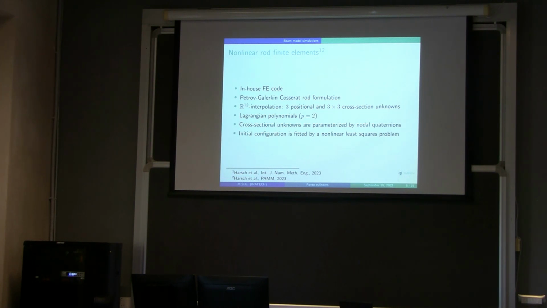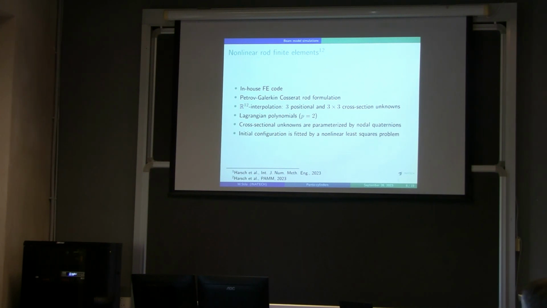The code we used, as I said before, was mainly developed by Jonas Harsch and Simon Eugster. It's a non-linear rod finite element code, so it's real beams, real rods, not solid elements. It's an in-house finite element code based on a Petrov-Galerkin Cosserat rod formulation. It has an R12 interpolation, so 3 positional and 3 times 3 cross-section unknowns. Of course, there are constraints on these cross-sections, but this is so far the most stable and simplest solution.